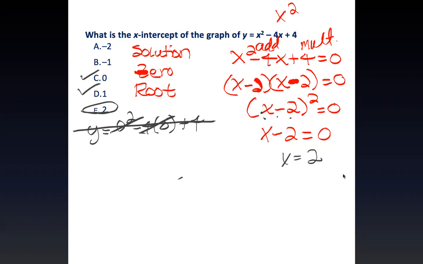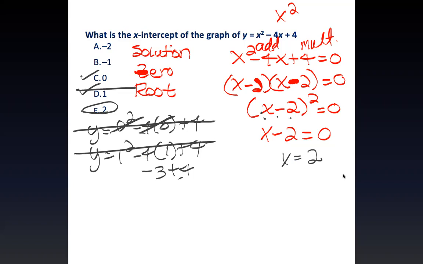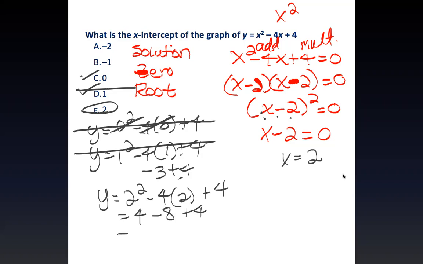Next, I would try the 1. So I go in and plug in 1 for every single x and then work it out, guys. Obviously, this one is not going to be 0 because -3 plus 4 is going to give you a +1. So that's not going to work out either. So now I'm going to go for the positive 2. And guys, 2 squared minus 4 times 2 plus 4. 2 squared is 4. 4 times 2 is 8 plus 4. And when you add it all up, yeah, you get your 0. So guys, there's your answer.